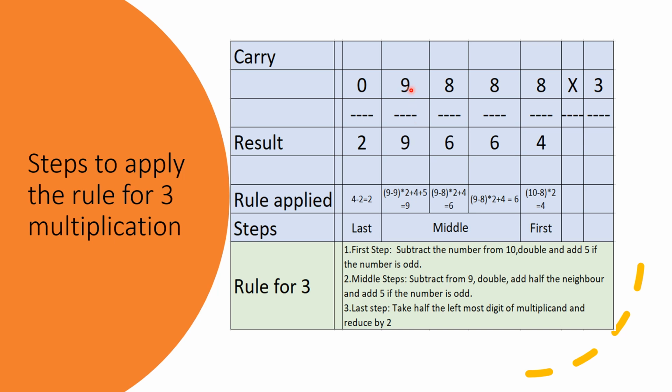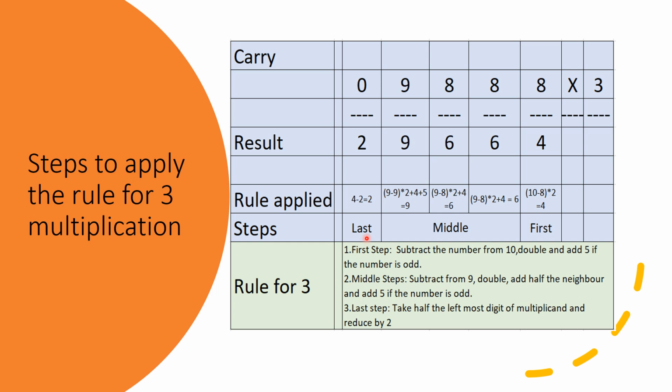And then here the number is odd, so you will first have to subtract the number 9 from 9. 9 minus 9 into 2 plus 4. You will have to add half the neighbor, which is 4 here, and plus 5. Since the number is odd, we'll have to add 5 here. So 5 plus 4 equal to 9, and it is 0. So 4 plus 5 equal to 9.